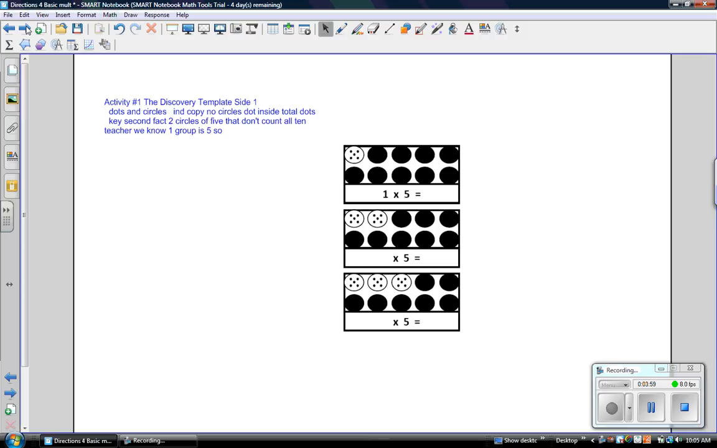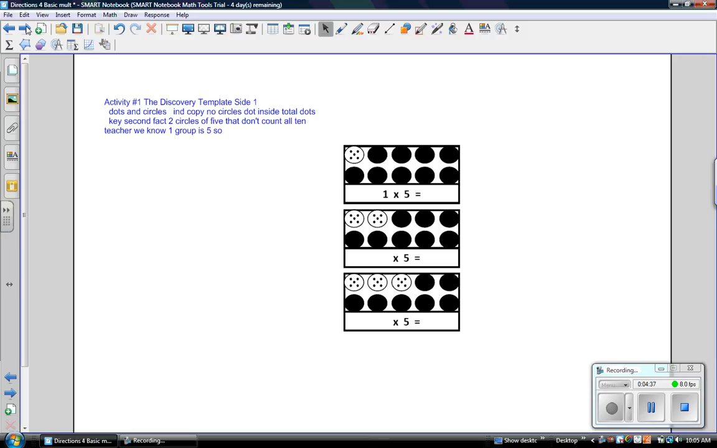Then the teacher will say, look down at the next rectangle. How many white circles are there? And there are 2. Now, the key is to have the students realize that they do NOT need to count all of the dots, because they know from what they've done previously that one group of 5 is 5. So all they need to do is count the second box, and they would count 6, 7, 8, 9, 10. So then they would write down 2 times 5, because 2 circles of 5 make 10.